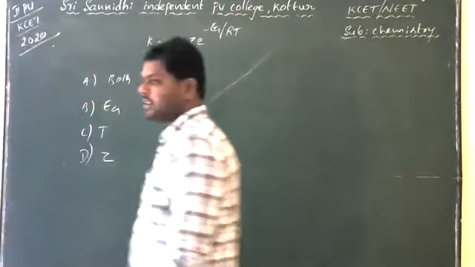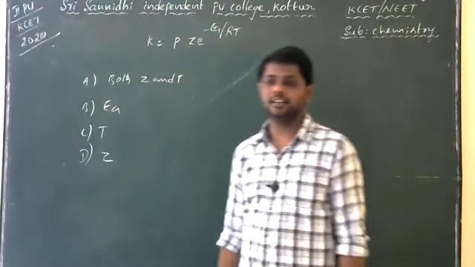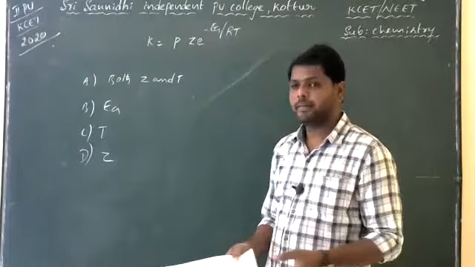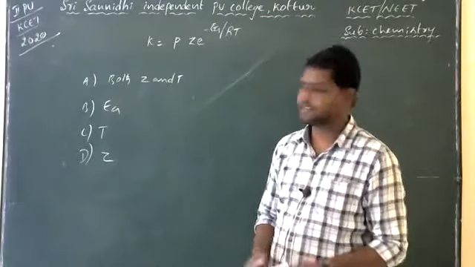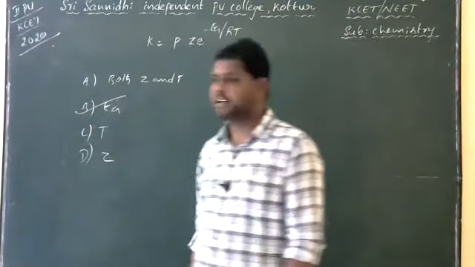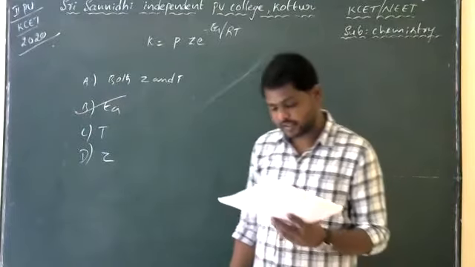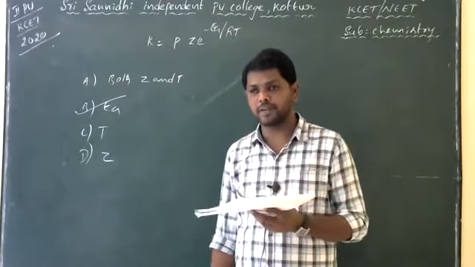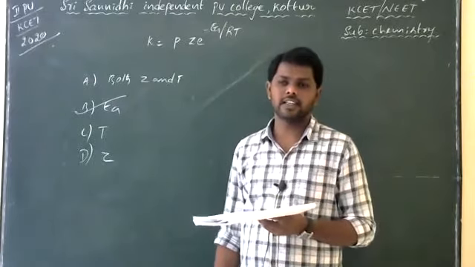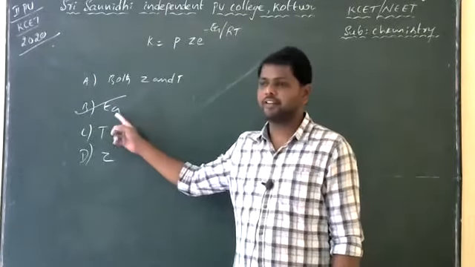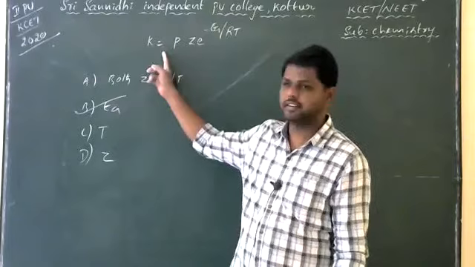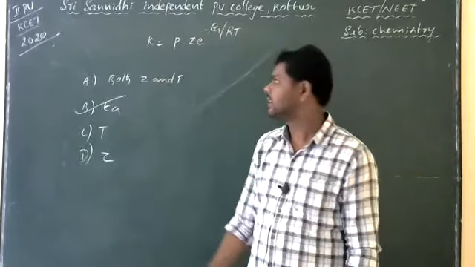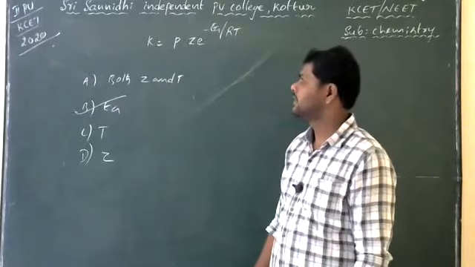The rate of reaction is increased by decreasing the activation energy, this is the answer. In order to speed up the reaction, the rate of reaction is increased by decreasing the activation energy in that factor, in that equation, that is the modified Arrhenius equation, K is equal to P into Z E to the power of minus Ea by RT.